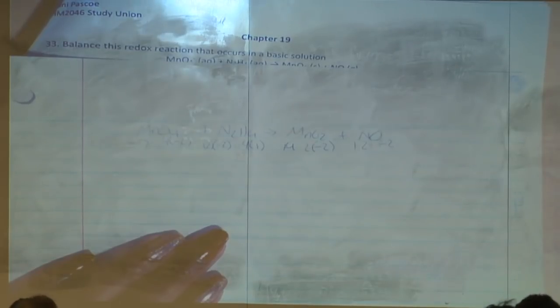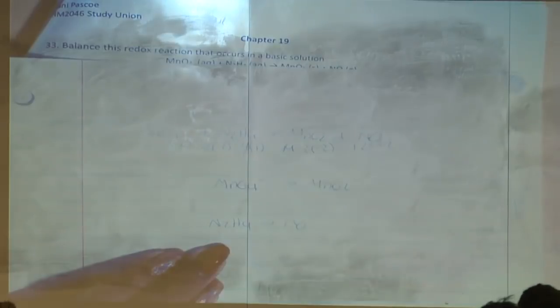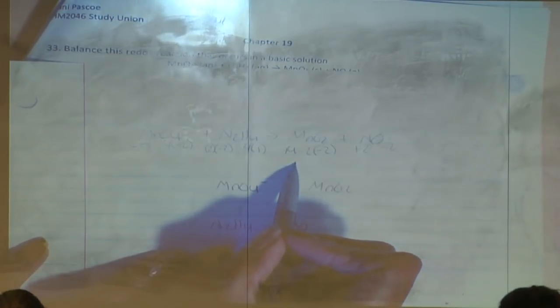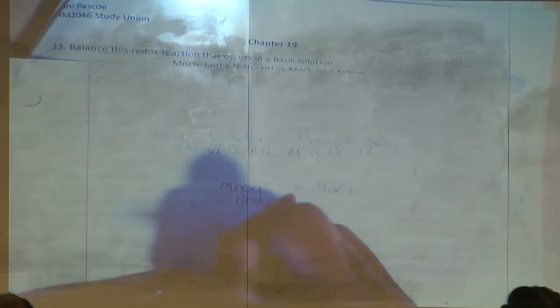So now we're going to split this up into the 2 half reactions. So we have MnO4 to MnO2, then we have N2H4 turned into NO. So MnO4 to MnO2 is the reduction half, because Mn went from a +7 to a +4 charge. That means it must have gained electrons. So this is the reduction. So that means this is the oxidation half. So now we're going to balance them.